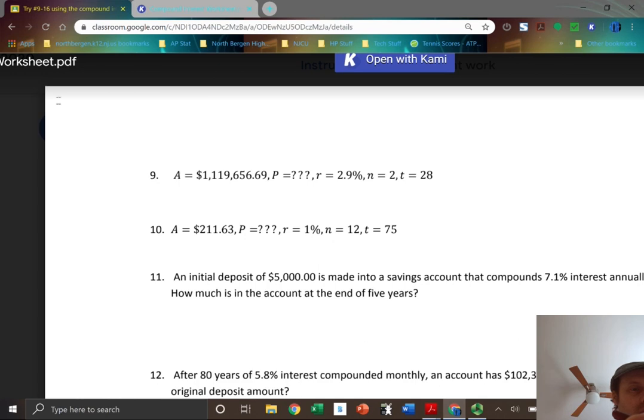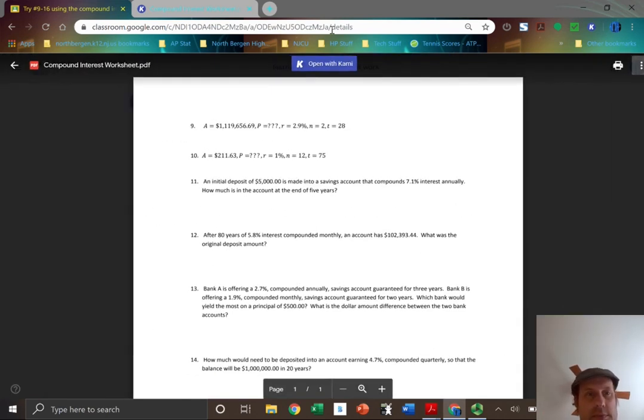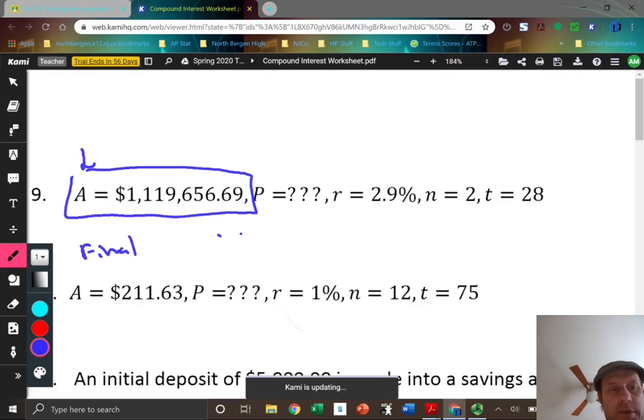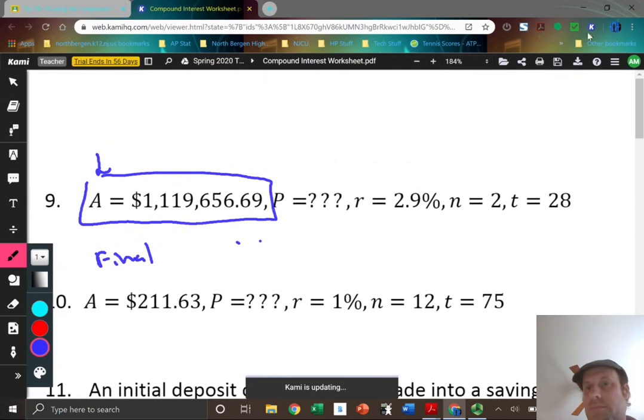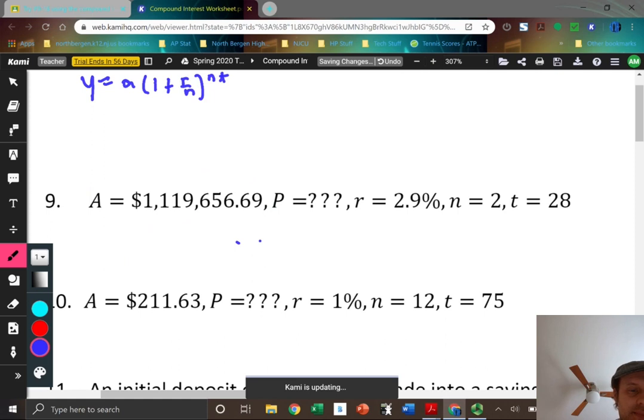But remember, our formula is y equals a times 1 plus r over n to the nt power, right? Their formula is slightly different than this. It's the same formula, but they use slightly different variables.